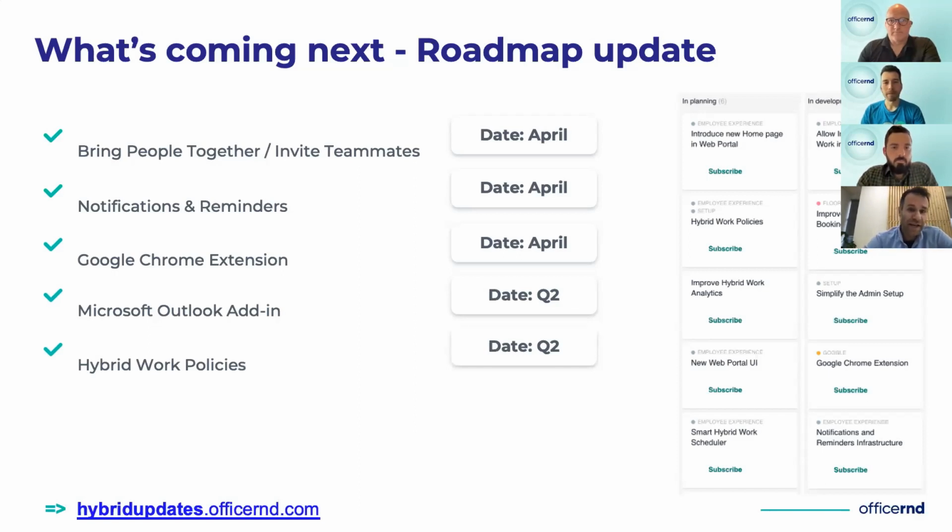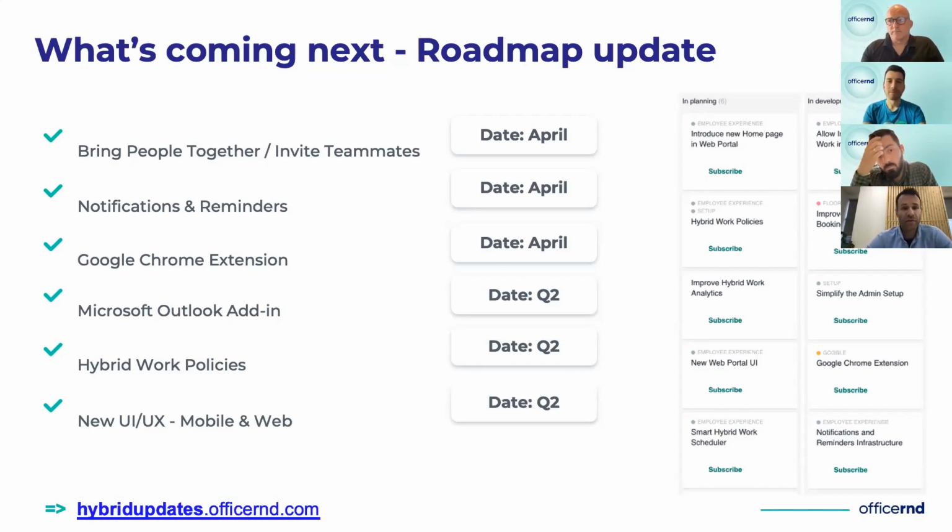Then the next in line for Q2 is what we call hybrid work policies. As Mo showed you the schedule page, a really interesting thing that we will see more and more in the future is how organizations will actually react and how they will manage the guidelines and the policies around hybrid working. So we want to streamline this process and allow companies to actually build those processes and to a certain degree either enforce them on people or maybe just use them as a guideline.